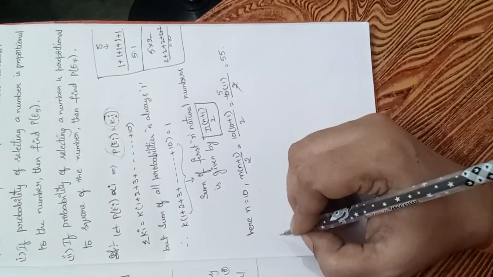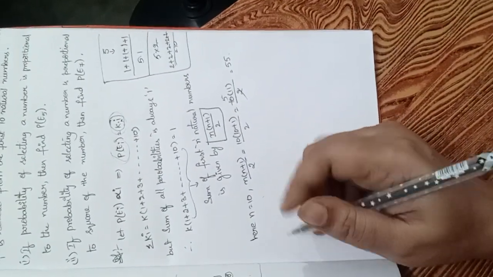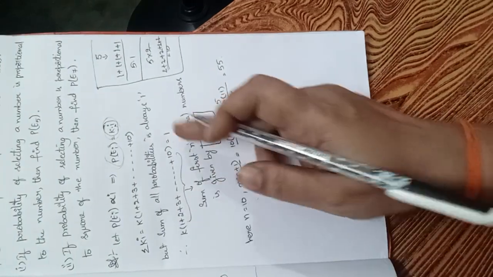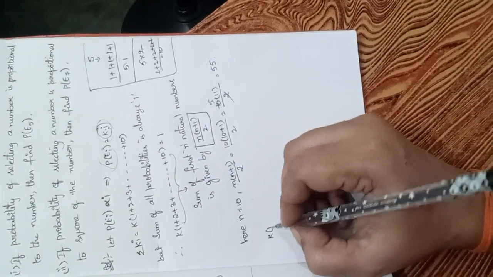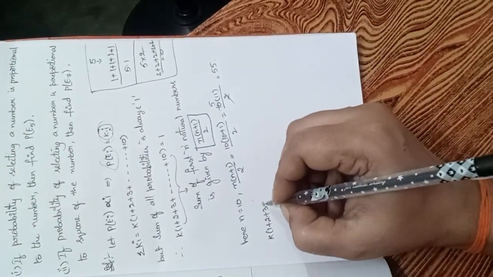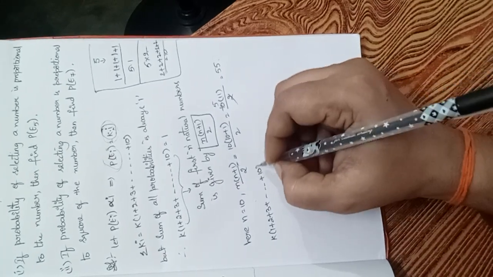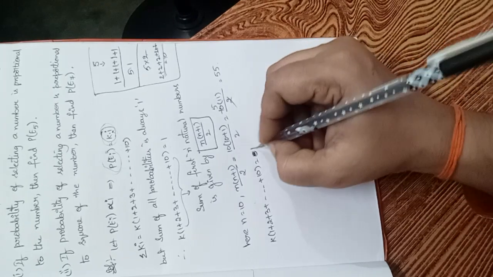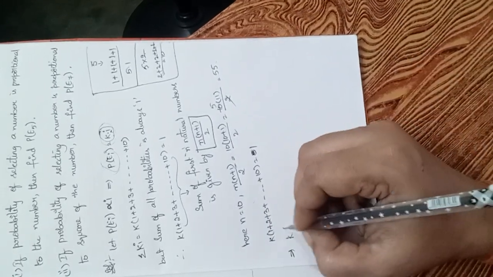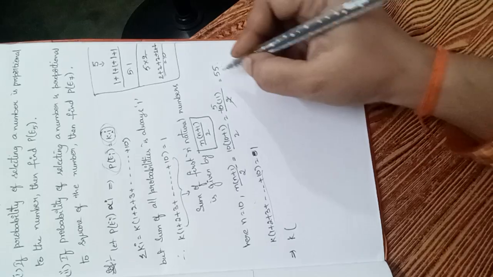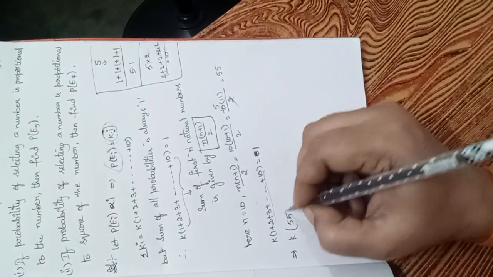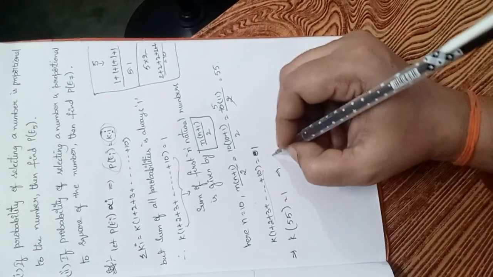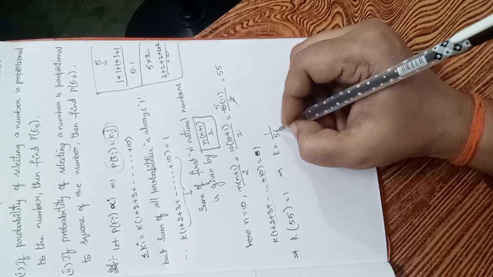So K of 1 plus 2 plus 3 and so on plus 10 is given by 1, which implies K into 55 equals 1, so K of 55 equals 1, which implies K equals 1 by 55.